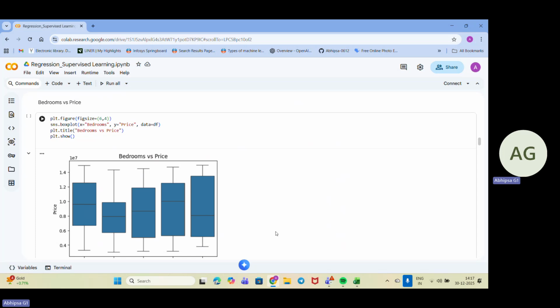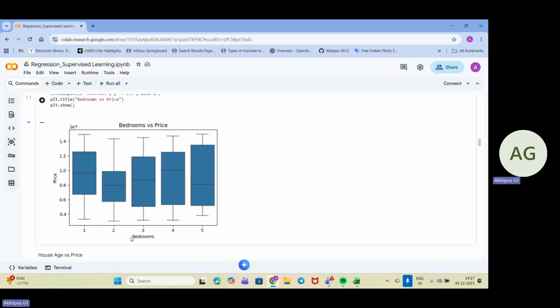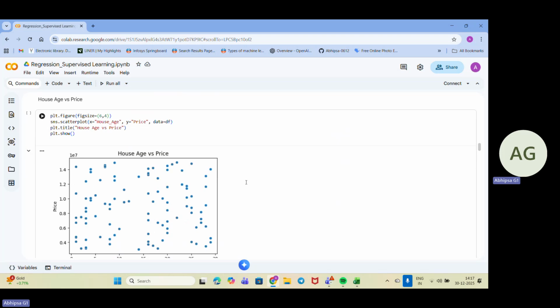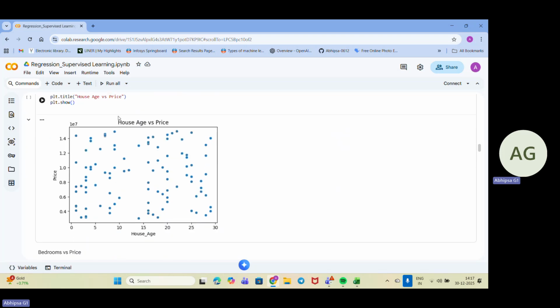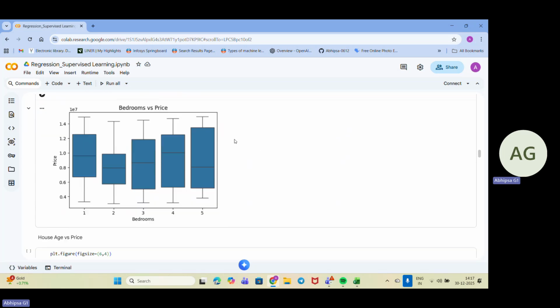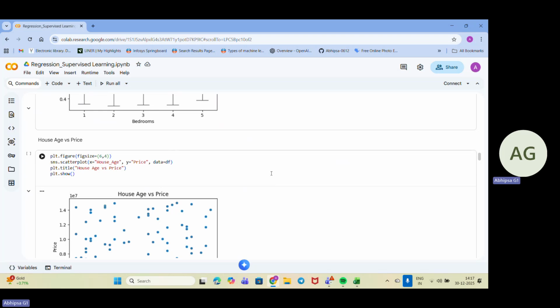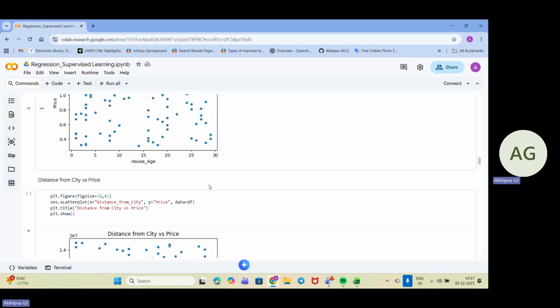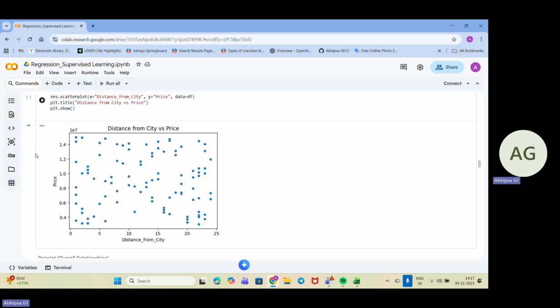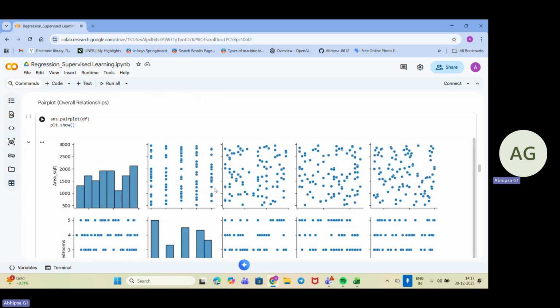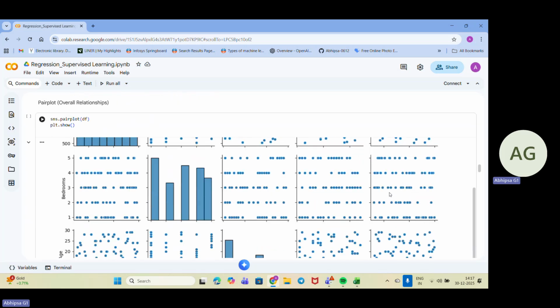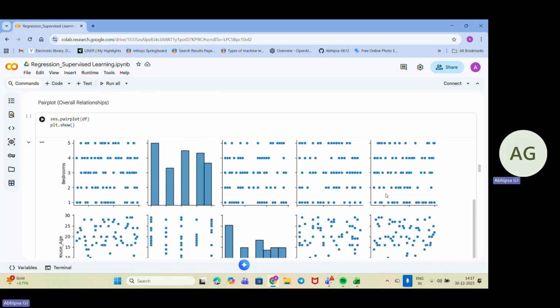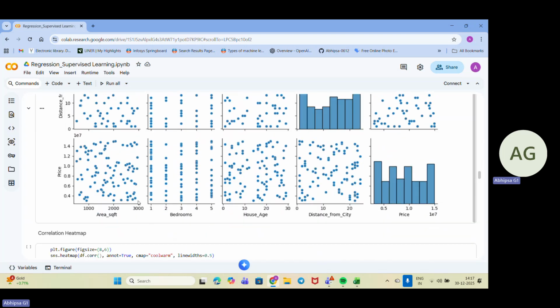We have got the box plot for the number of bedrooms with the price. According to house age and price, this is the scatter plot, and it is well scattered. This is the plot for bedrooms versus price, and this is the plot for house age versus price. Now the distance from the city with the price: this is the plot we have got. And we have done the pair plot all together, so that we can get an understanding of all of it.